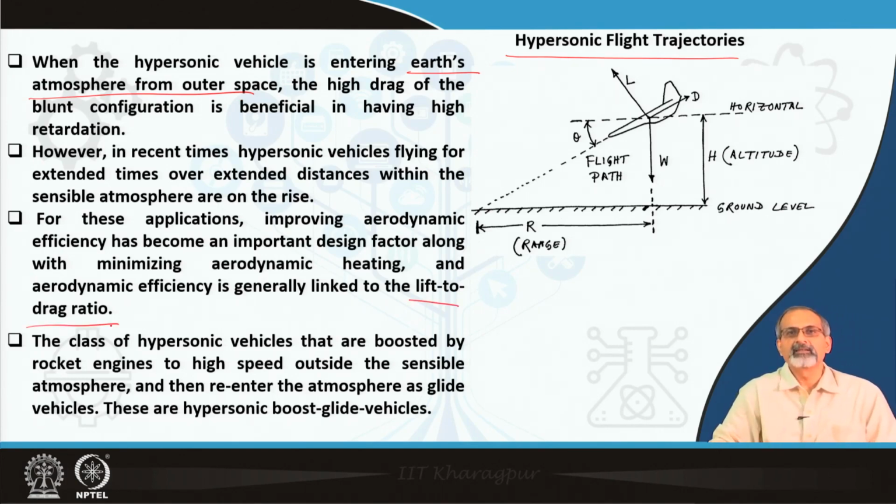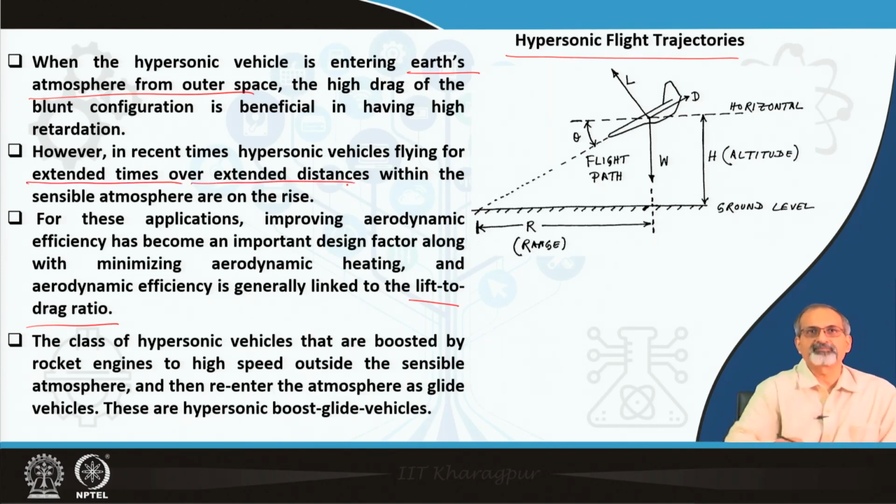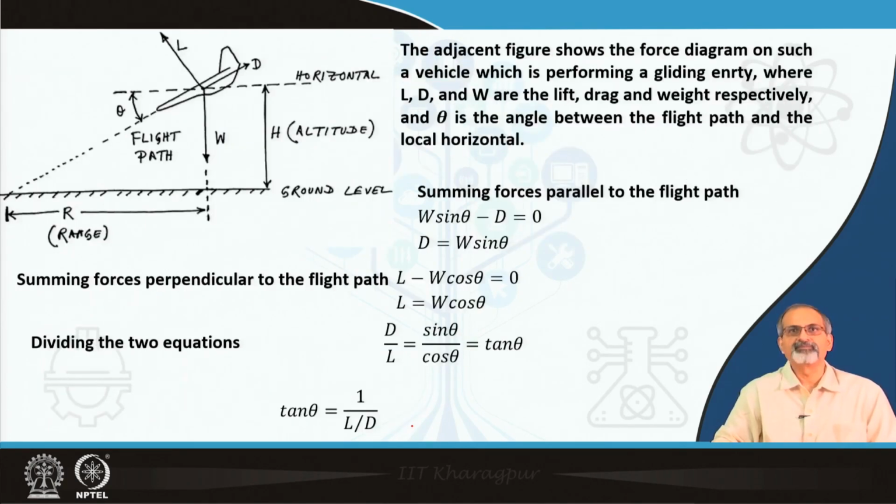We earlier said that in most of the traditional designs, lift to drag has remained small. However, if you need to have extended periods over which hypersonic vehicles fly through the atmosphere, then you need to jack up the values of available lift to drag to make such configurations more efficient. The class of hypersonic vehicles that are boosted by rocket engines to high speed outside the sensible atmosphere and then they re-enter the atmosphere as glide vehicles are typical examples. So, we call them the hypersonic boost glide vehicles.